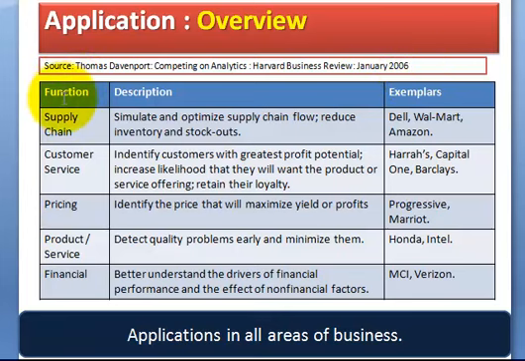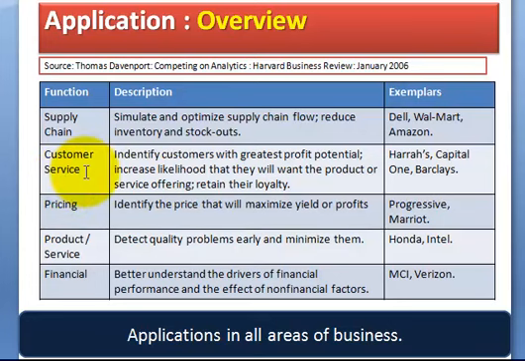But I just want to give you a sample of some of the functional areas, a description of where it helps, and some of the exemplary companies. So, for example, in the supply chain, it helps to simulate and optimize the supply chain. It helps reduce inventory and reduce stockouts. If you go to the store and it's not there, that's lost revenue. Dell, Walmart. We'll show you an example of Walmart here in a minute.